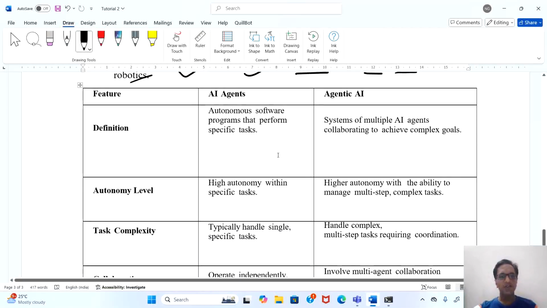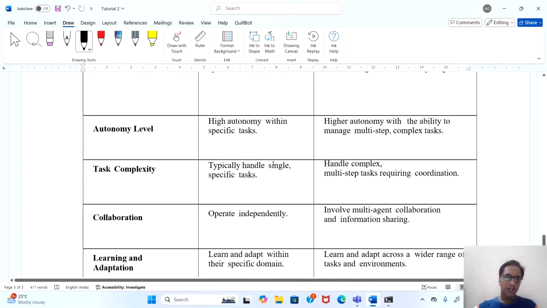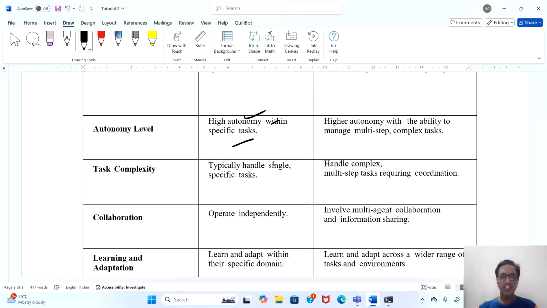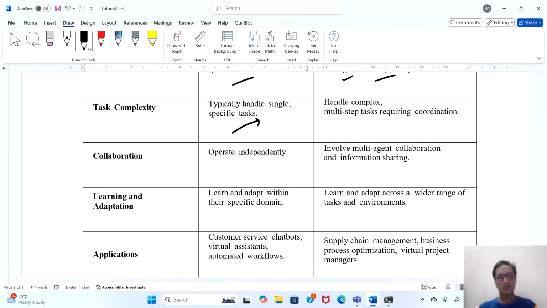At the end, we do have a small table to differentiate between AI agents and agentic AI. Let me summarize. AI agents are autonomous software. Agentic AI is built up of multiple AI agents. AI agents are autonomous within specific tasks. However, agentic AI has higher authority with the ability to manage multiple tasks, whereas the agent typically handles a single or specific task. It can operate independently. That is the AI agent.